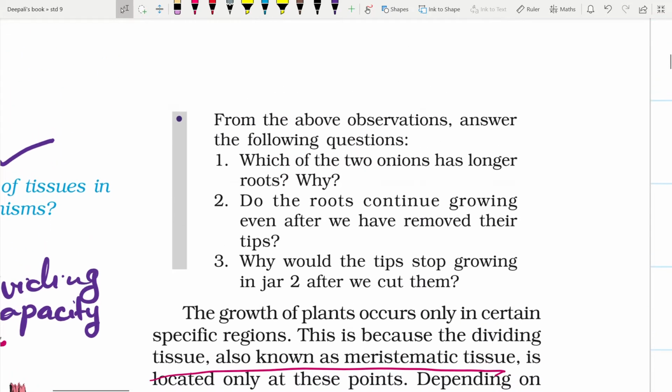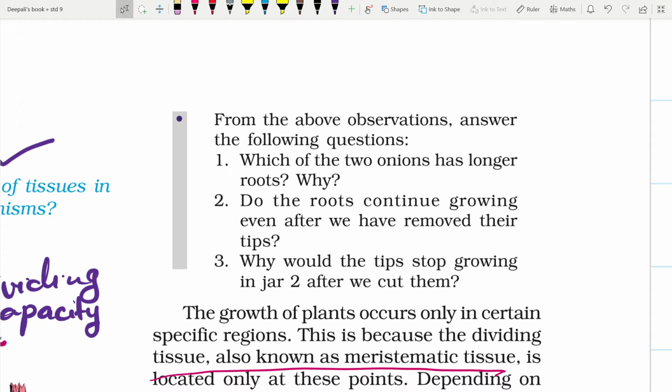So, what did you observe? We observed which of the two onions had longer roots and why. Do the roots continue growing even after we have removed their tip? Why would the tip stop growing in jar 2 after it is cut?